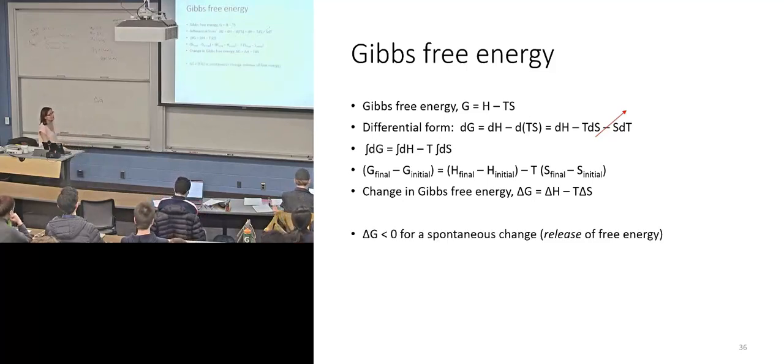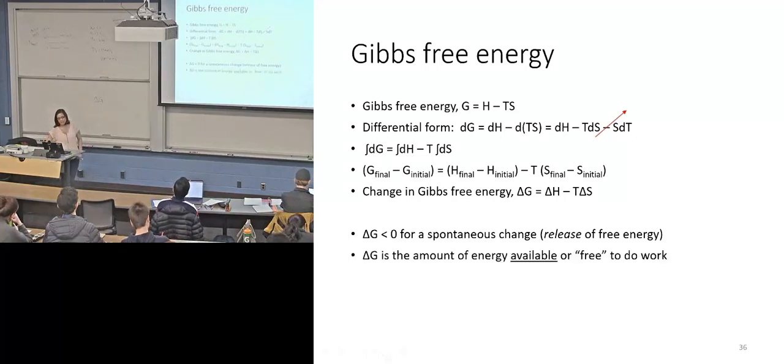When delta G is less than 0, we have a spontaneous change. We call this a release of free energy, and the sign is negative, right? Energy coming out is negative. So that's our sign convention. Delta G, this release of free energy, is the amount of energy that is available or free to do some kind of work with, okay?